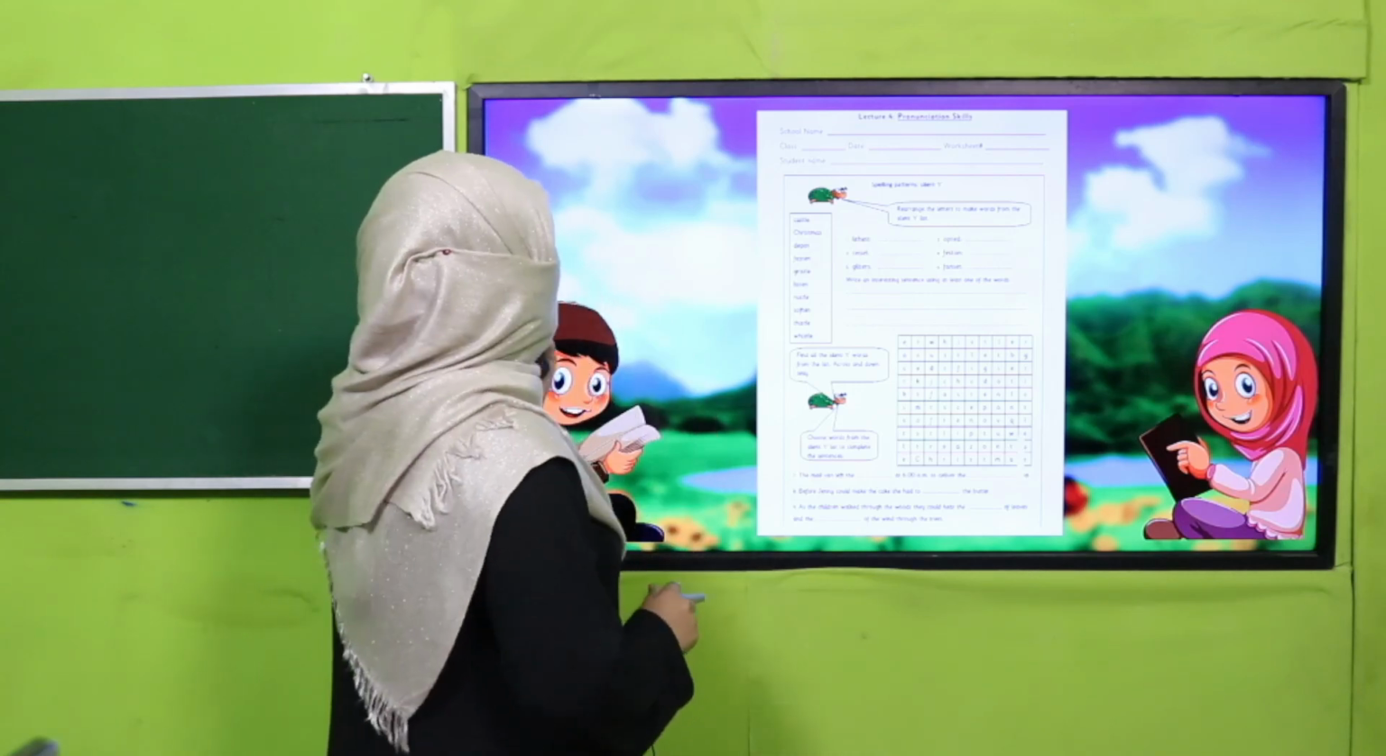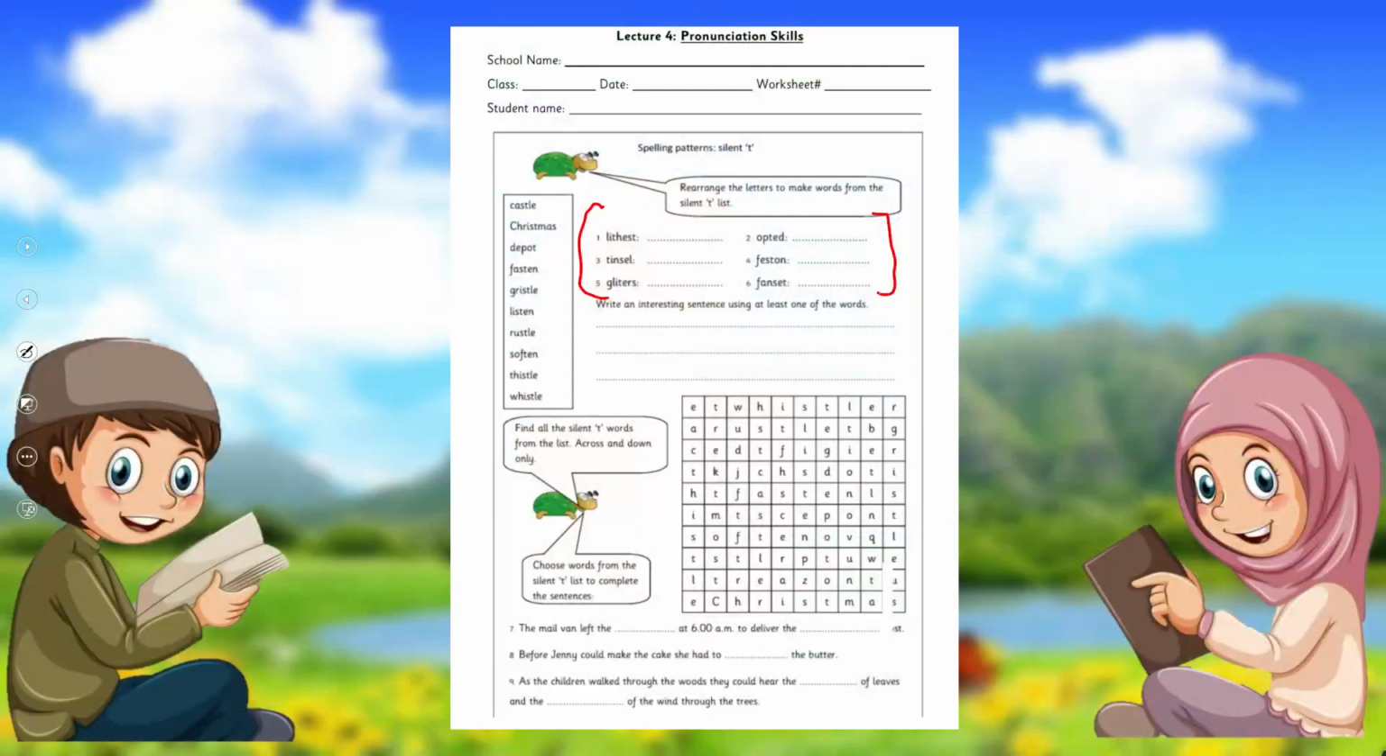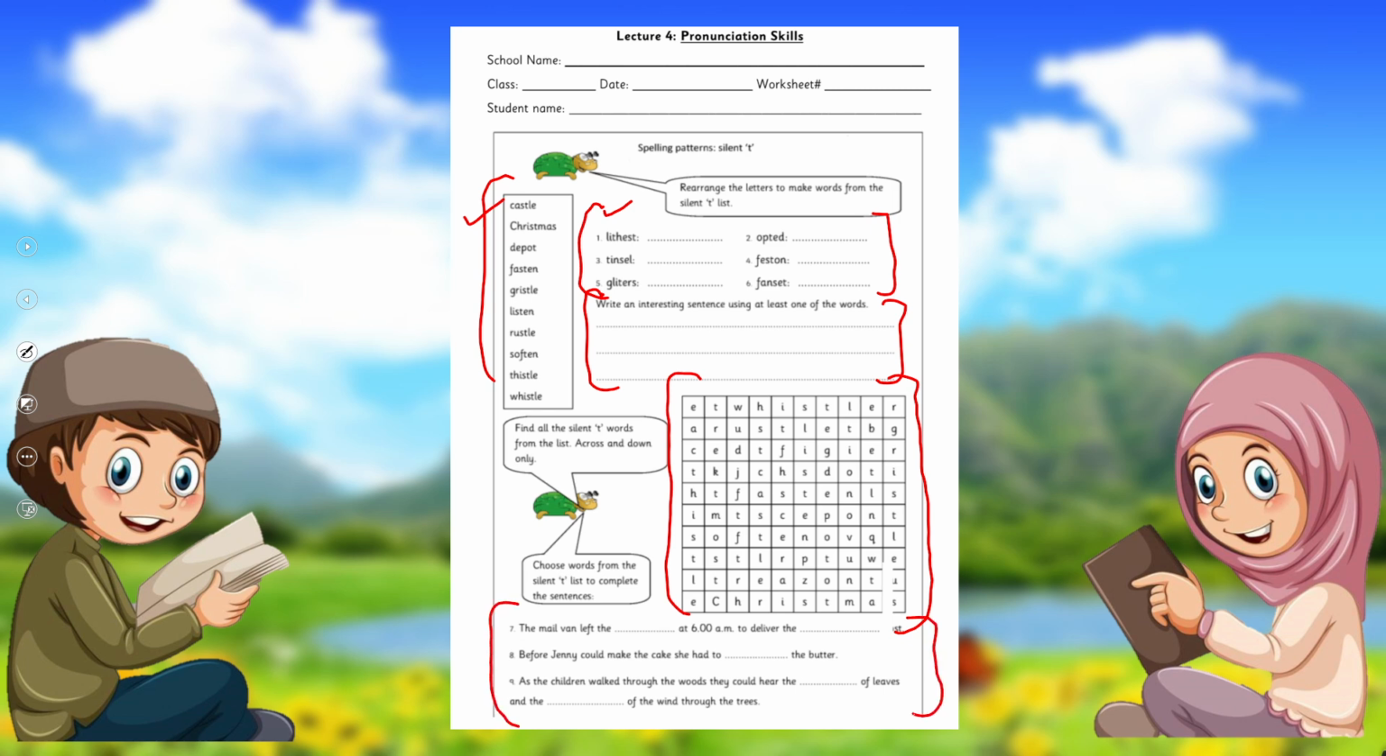And students, what will you do? In the first part, you will rearrange these words. And secondly, you will pick a word and write a sentence. Thirdly, this list is in this box. You will find these words and by using them, you will complete these sentences. So this is a thorough practice. I hope you are going to enjoy it.